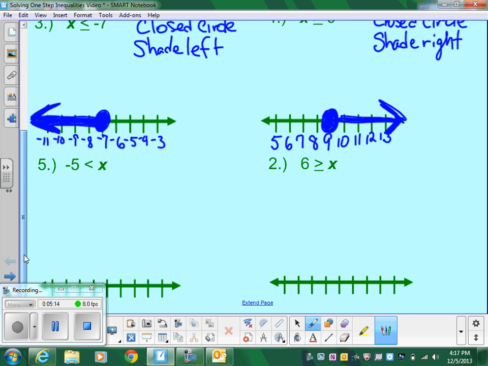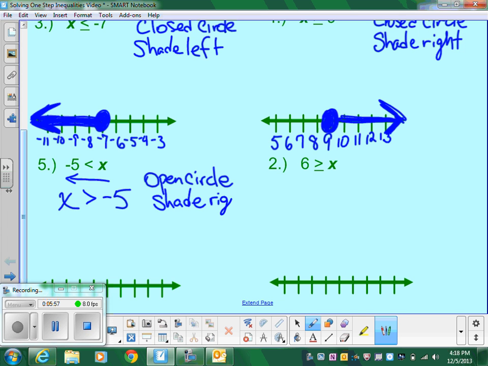Examples 5 and 6 are a little bit different. In these situations, we do not have the variable on the left side of our inequality. So in this case, we can actually read them backwards and rewrite them. Right now, it states that negative 5 is less than x. If I read it in reverse, it states x is greater than negative 5, which gives us all the information that we need. We know once again that this is an open circle and that we need to shade to the right, because we're dealing with a greater than symbol, meaning x cannot equal negative 5, it must be larger than negative 5.